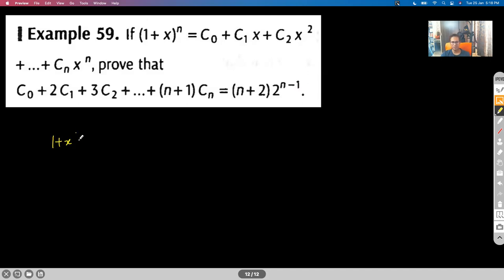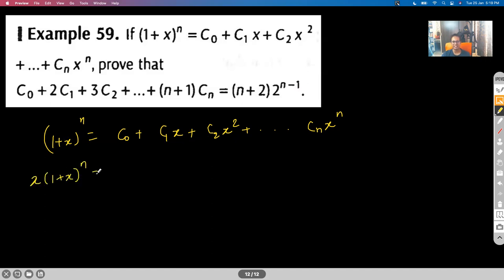See, again, I will use the calculus approach here. Now, as you can see here, the term which is along with the binomial coefficient is actually one more than the power of x that you have here, right? So what I'm going to do is first multiply this expression with an x. I'm literally multiplying every term with an x. So this will become this, correct? Now, differentiate both sides with respect to x.